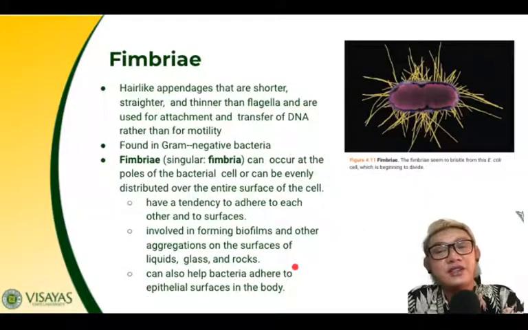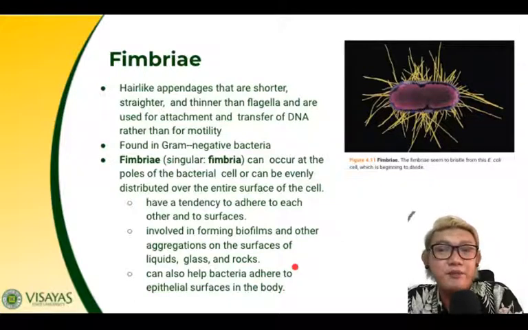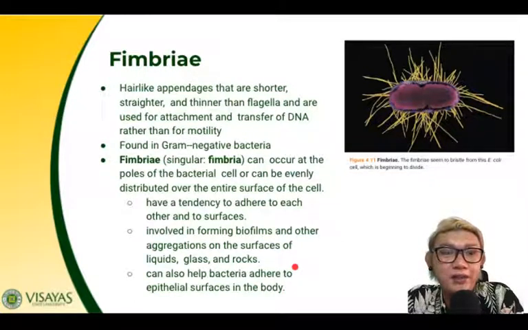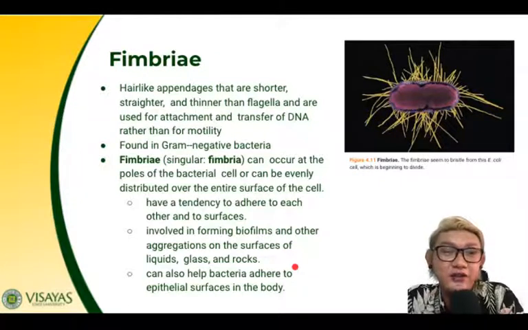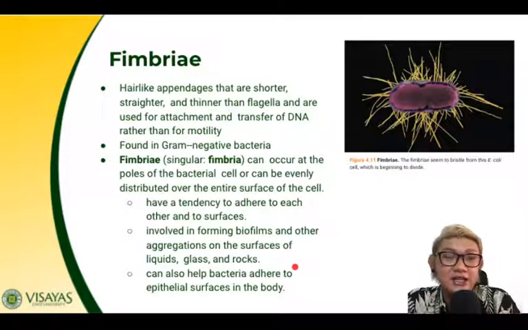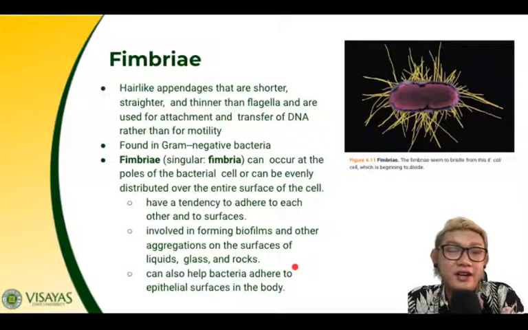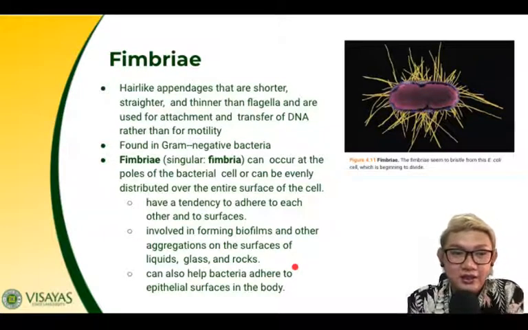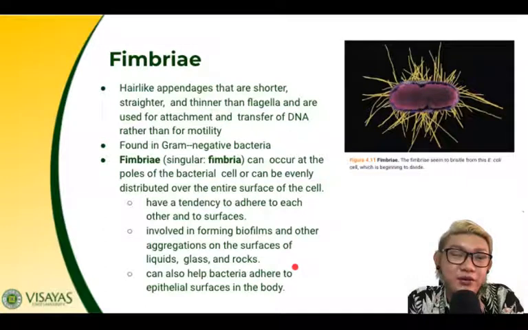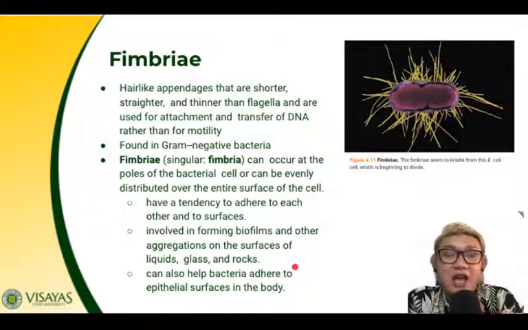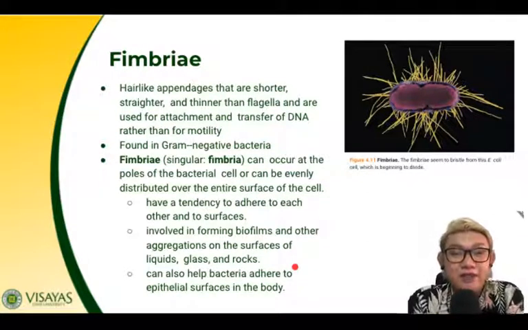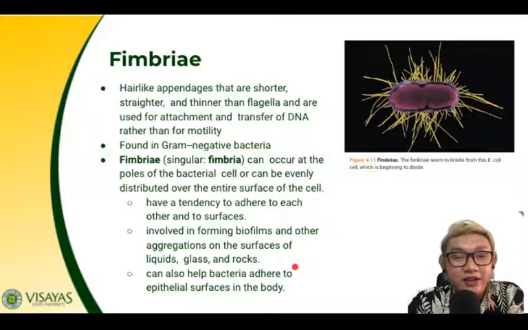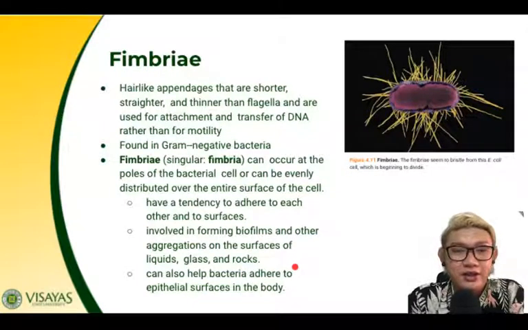Okay, another cellular structure is called the fimbriae. Fimbriae are hair-like appendages that are shorter, straighter, and thinner than flagella and are used for attachment and transfer of DNA rather than for motility. This is found in gram-negative bacteria. The fimbriae, singular fimbria, can also occur at the poles of the bacterial cell, or they can be evenly distributed over the entire surface of the cell.